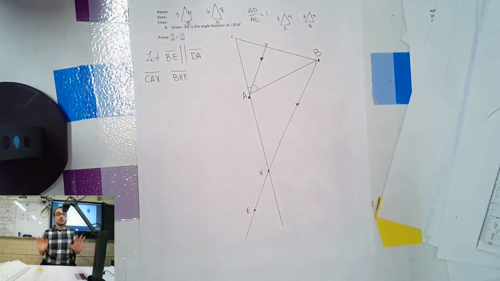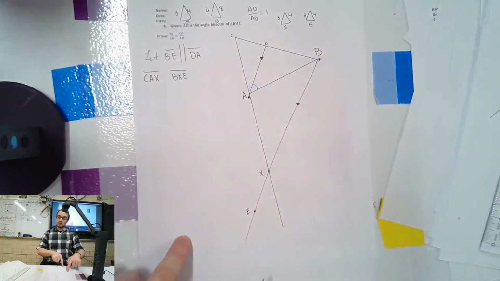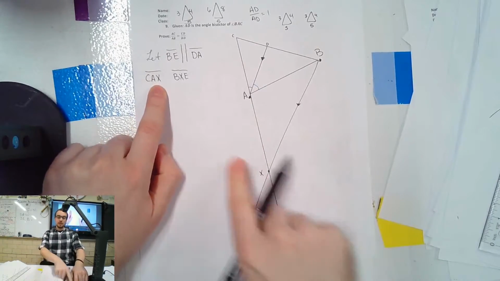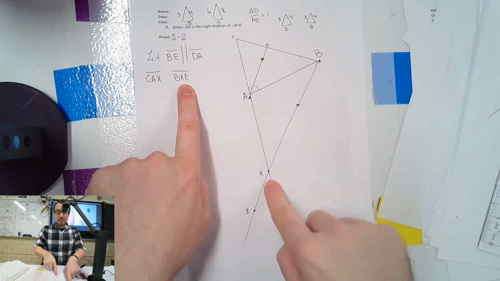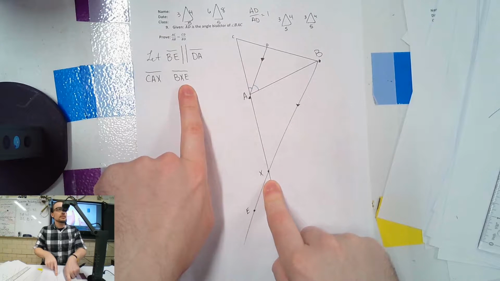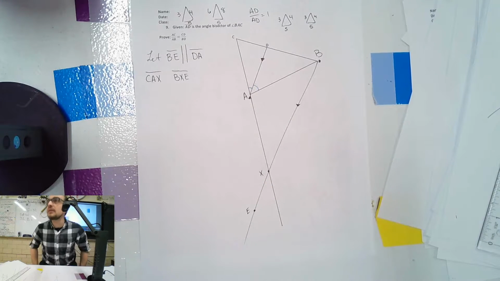So, do you see how I've constructed that? I made a parallel line here, and then I extended this guy and made them intersect. How do I know those intersect if I just looked at the directions? Because they both have an X in them, so they must intersect at X, right? Does that make sense? Okay, so I've created that.